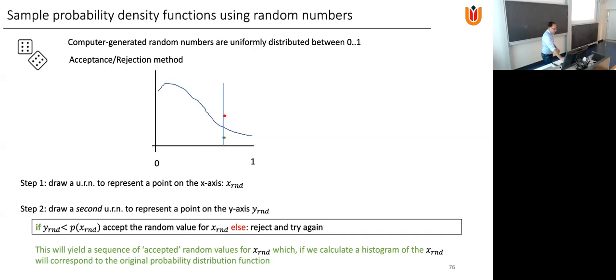So I could then repeat that. I could generate a lot of x values, and each time see if it falls below the curve or above. If it falls under, I accept it, and if not, then I do it again. And then afterwards, from all the accepted x values, I make a histogram. And if I did everything right, the histogram of x values should correspond to the original probability density function.